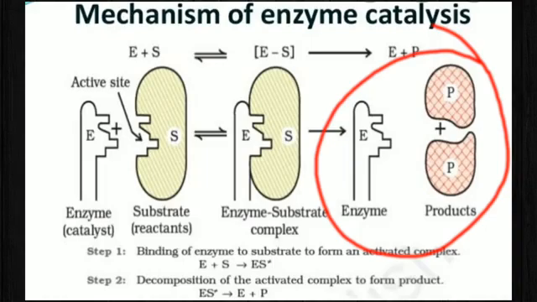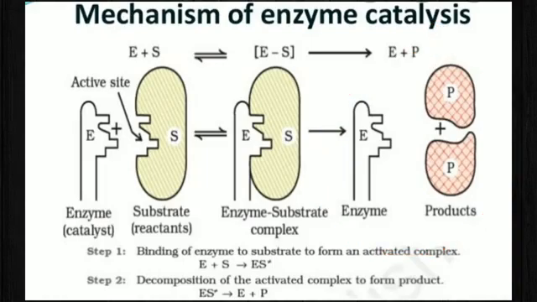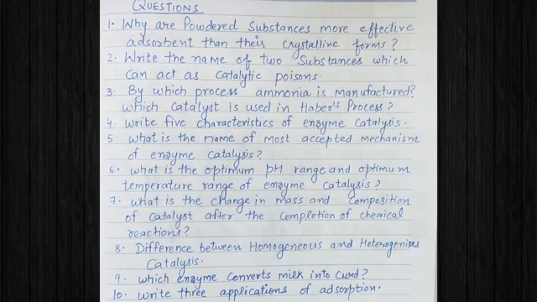yield the products. So, the enzyme catalyst reactions may be considered to proceed in two steps. In step 1, there is binding of enzyme to substrate to form an activated complex. And in step 2, there is decomposition of activated complex to form product. Now, these are some questions related to the topic.